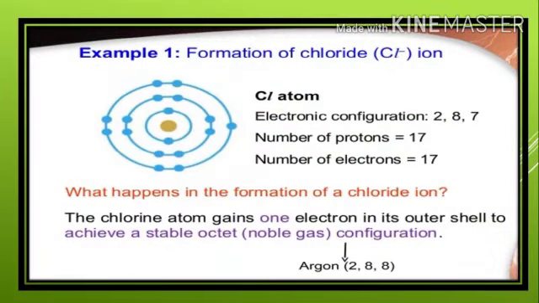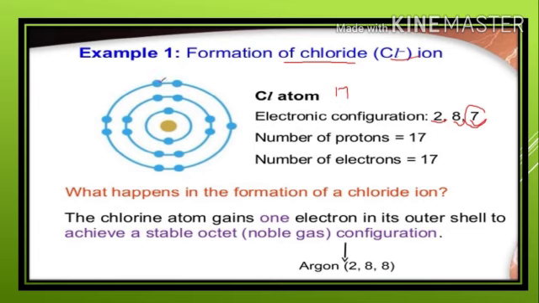Now let's move to the formation of chloride ions. The atomic number of chlorine is 17. Now look at its electronic configuration, which is 2, 8 and 7. We find that the chlorine atom has 7 electrons in its outermost shell.